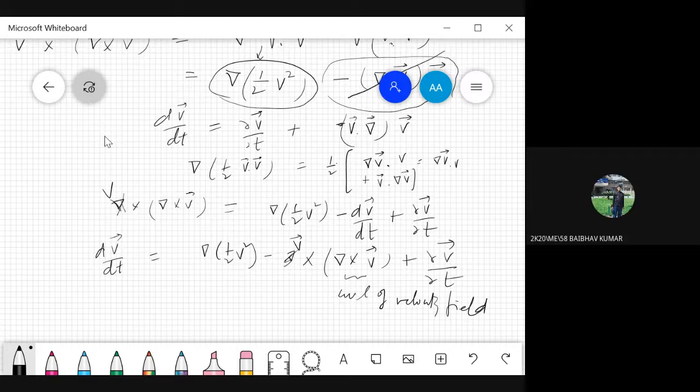Can you explain the gradient of half V square once again? Okay, gradient of half V square.